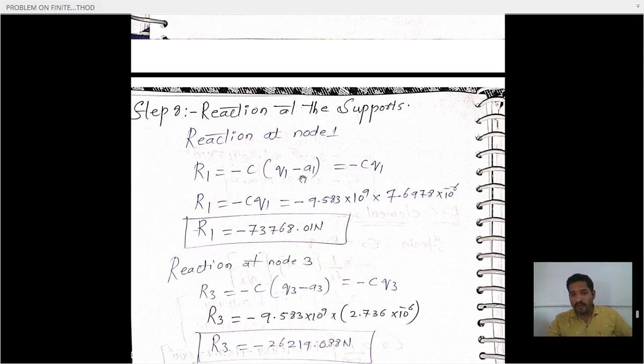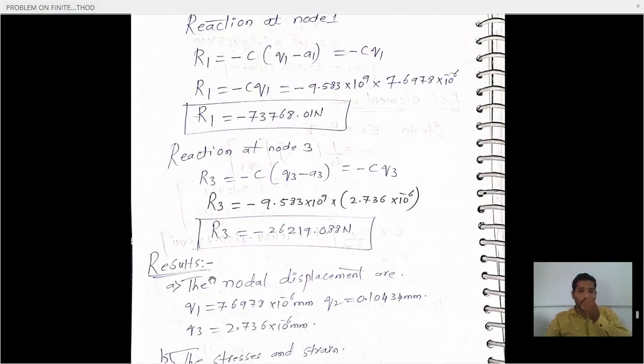Okay, minus C as it is. The Q1 minus A1 we can represent as Q1. Minus C, C is the penalty coefficient value. How much did we get? 0.583 into 10 power of 9. Q1 value we already found: 7.6978 into 10 power of minus 6. So if you multiply this term, then you will get the answer of minus 73768.01.